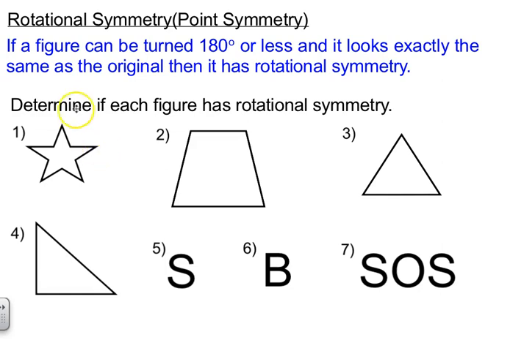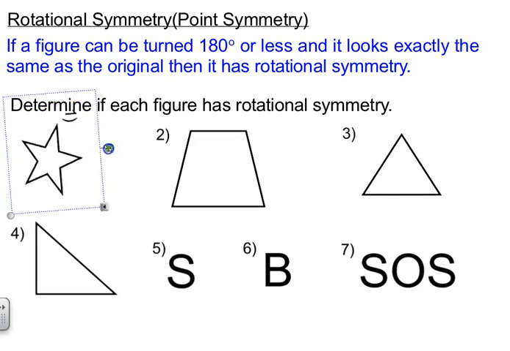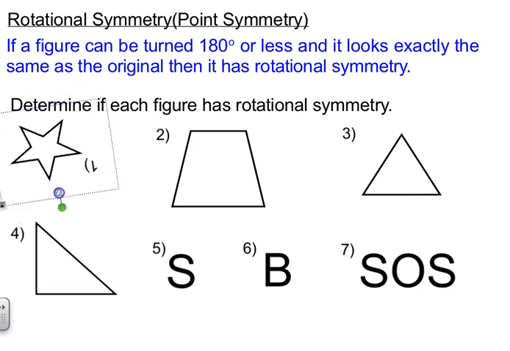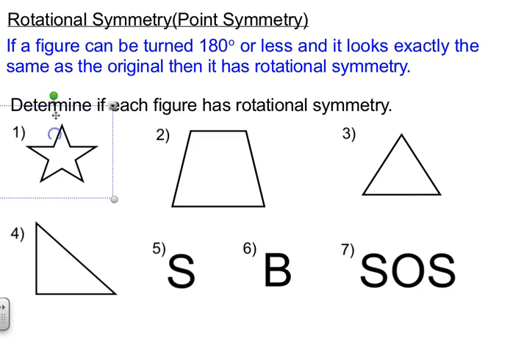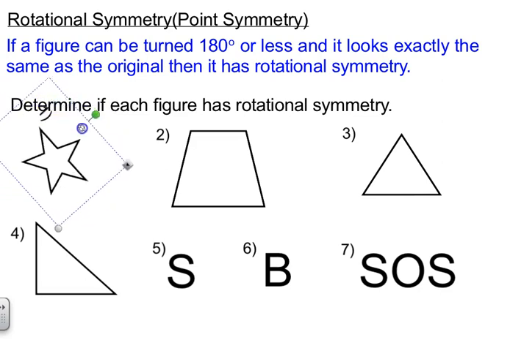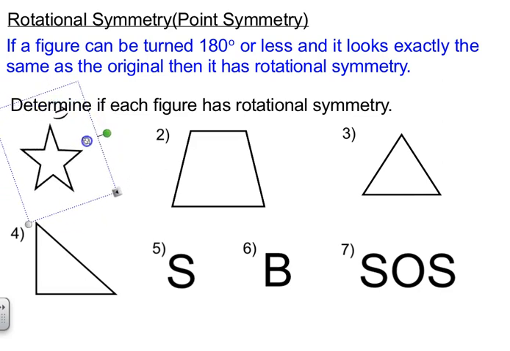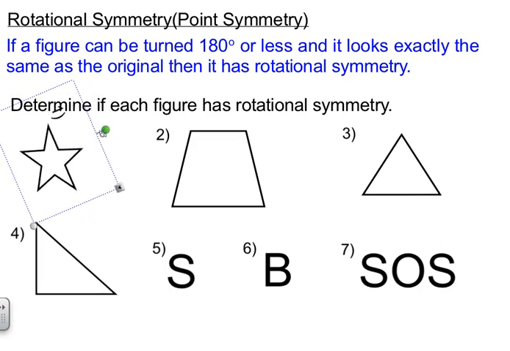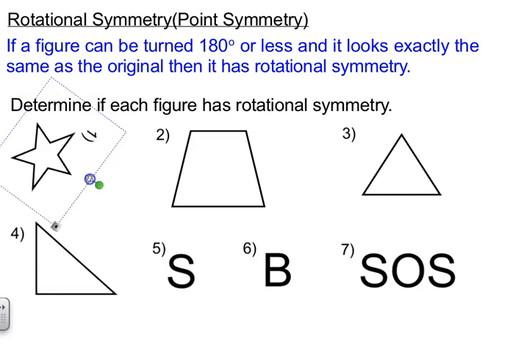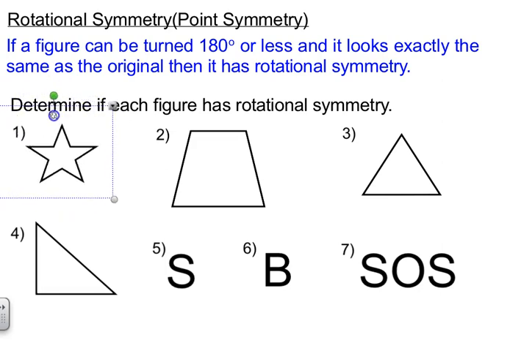So let's look at some examples. And I've got this little turn thing to help us out. So basically, this would be 1 turn, 2 turns, 3, and this would be 180 degrees. So can this shape look the exact same at 180 degrees? Okay, and I've got a lovely star right there. So I can turn that shape less than 180 and it still looks the same.